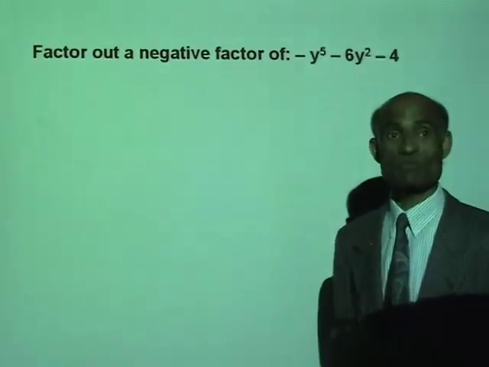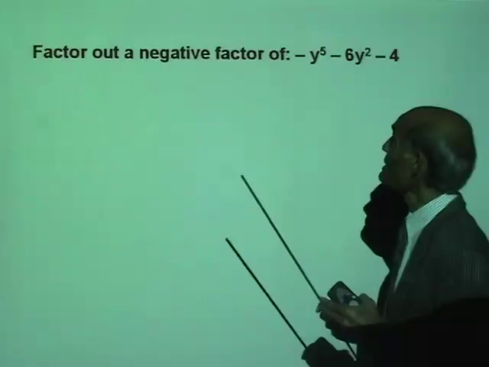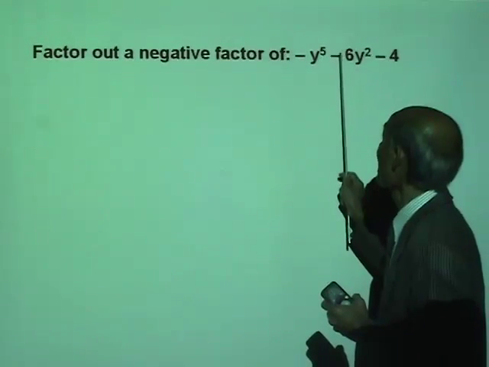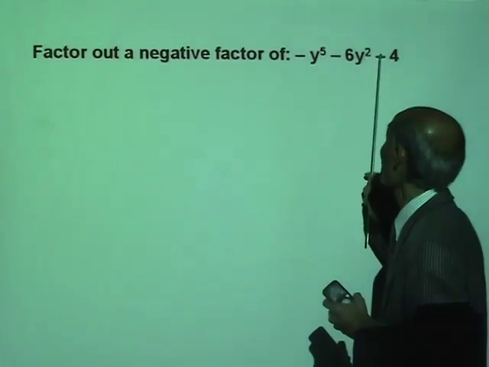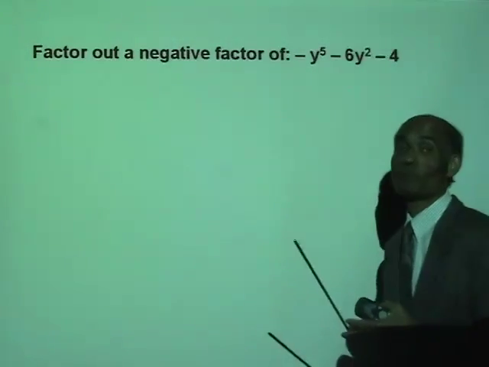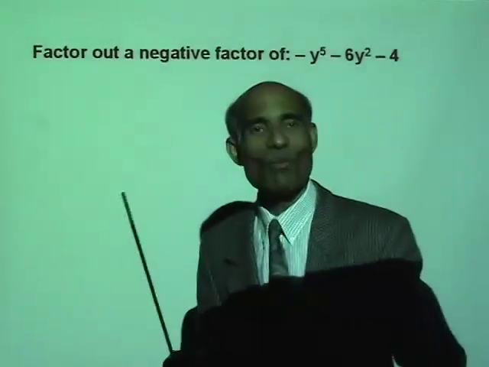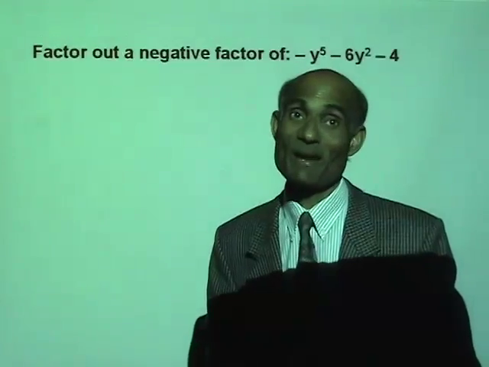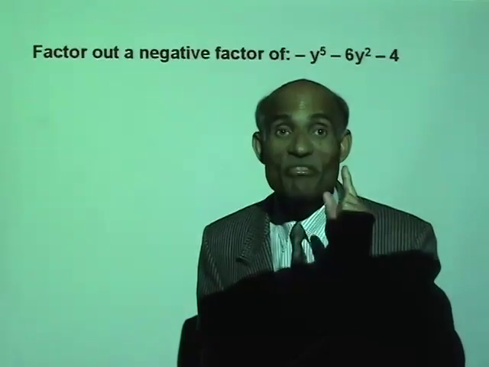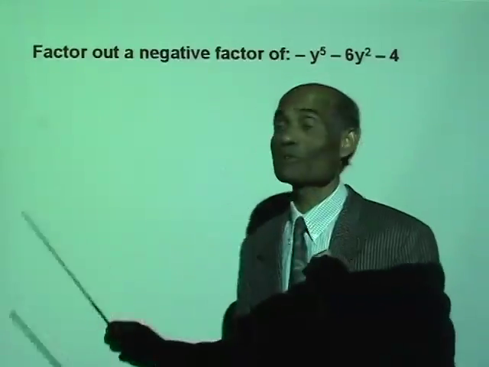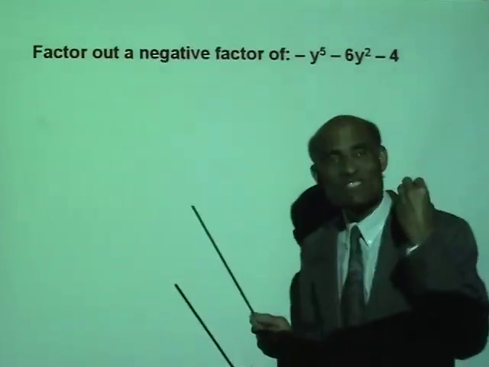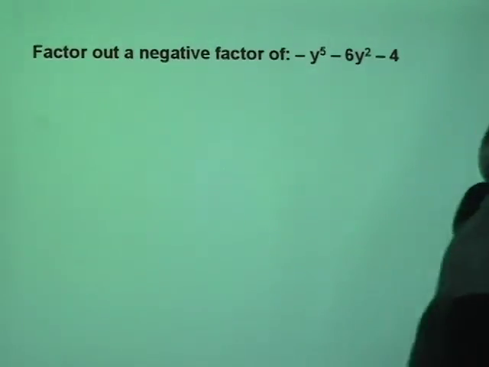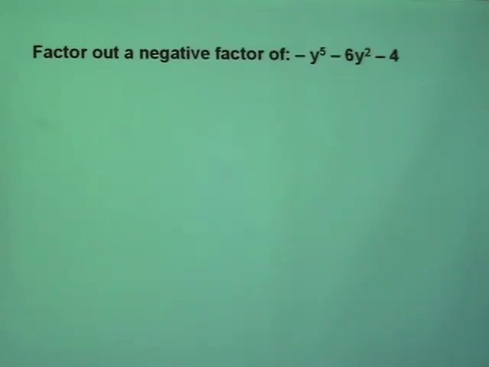Alright, let's go to the next one. Factor out a negative factor of negative y to the power of 5 minus 6y squared minus 4. Can you look at that and tell me what is the greatest common factor there? Well, the only common factor among the three terms is negative 1. There is no other common factor there. Why? Let me show that one more time.